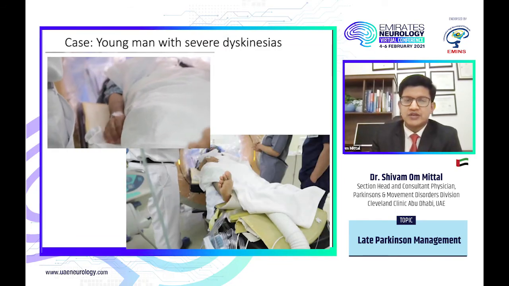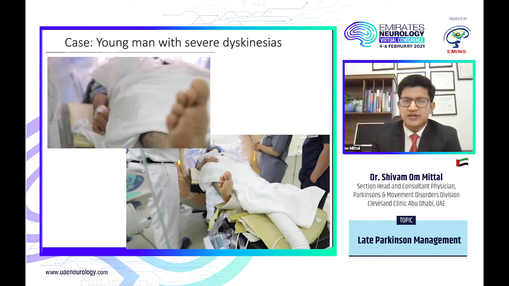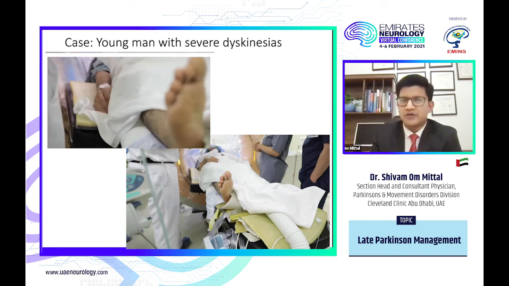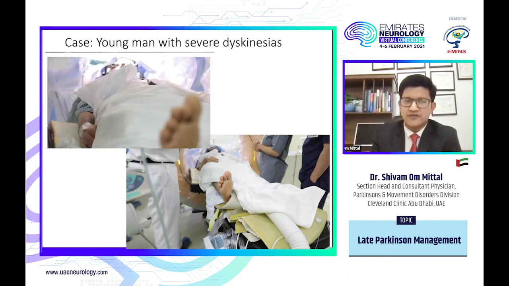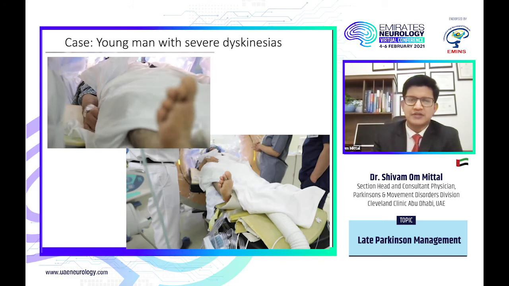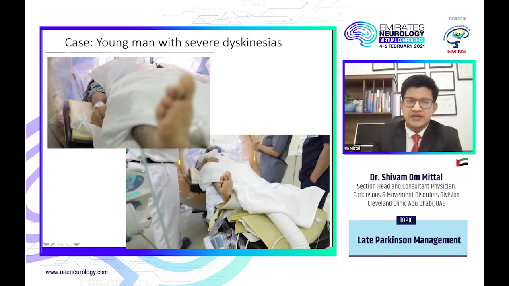For him, the option includes only DBS surgery, because we cannot do an apomorphine pump or Duopa pump because he is so young and he has severe dyskinesia. So he would have the same dyskinesia with the other two options as well. So the only option for him was deep brain stimulation.